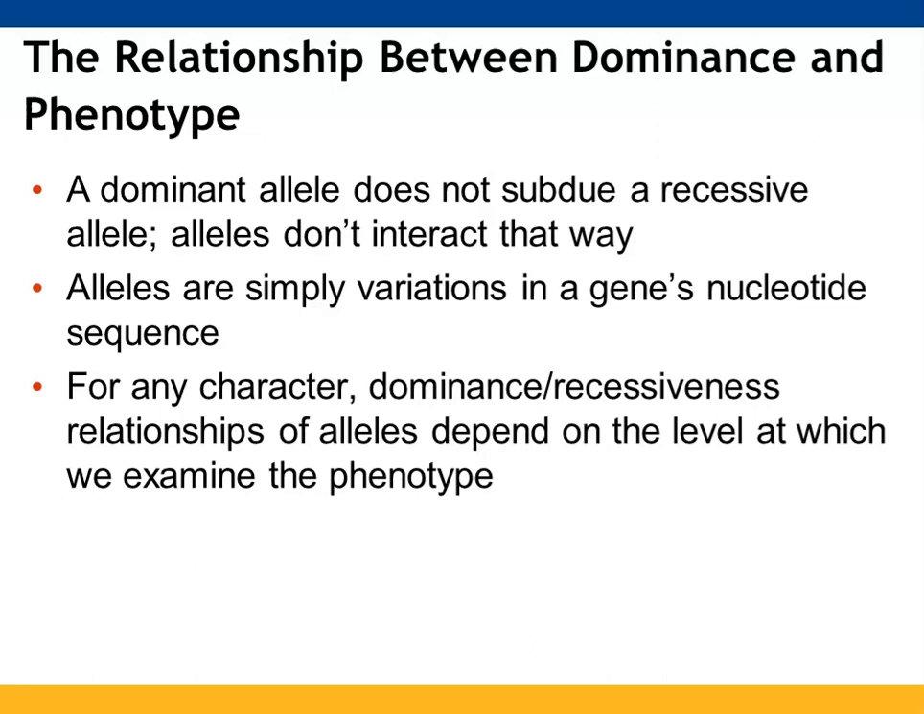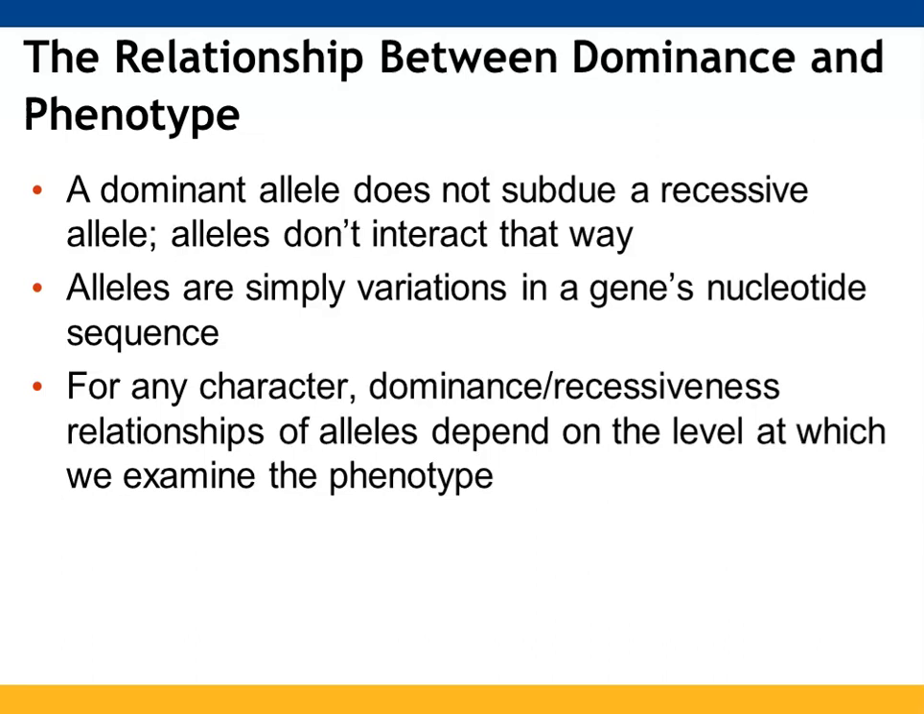We see codominance, for example, with blood type, because you can see both A and B alleles. You can have A blood, you can have B blood, and you can have AB blood. So the dominant alleles don't just kind of shut down the recessive alleles. They're just different variations in the order of the nucleotides present in your DNA. And it really is just dependent on how we examine the phenotype as to what types of relationships we see between dominance and recessiveness.